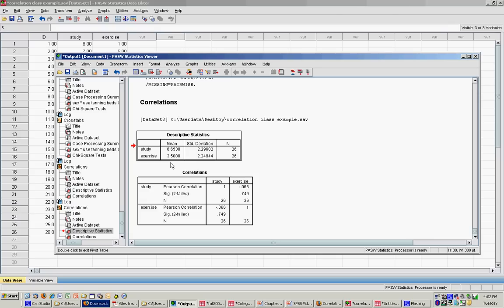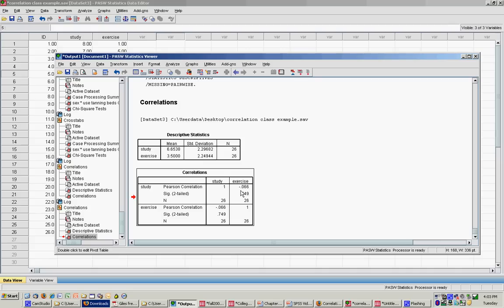Now the question is, do changes we observe in studying, in other words from 0 all the way up to 15 or more hours, explain changes we observe in exercise on that same scale? And we had 26 of you who completed the survey. So my correlation table tells me that the relationship between number of hours exercising and number of hours studying is negative 0.066. The negative tells me that the correlation is negative, meaning as we observe increases in one variable, we observe decreases in the other variable.